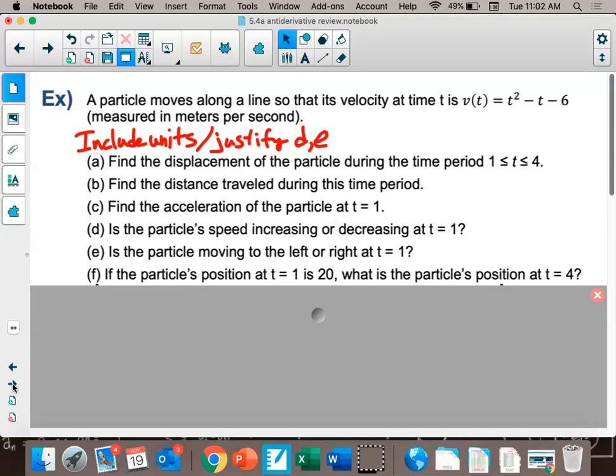All right, the last one. If the particle's position at time 1 is 20, what is the position at time 4? You've already got all the information written down that you need for this. Take a minute, discuss with your group. If the particle's position at time 1 is 20, what is the position at time 4?